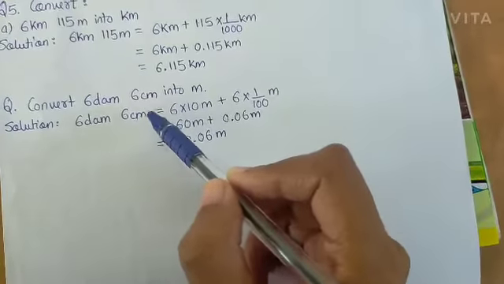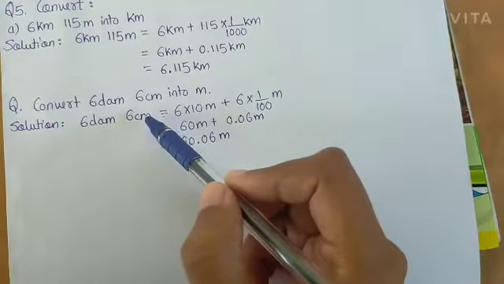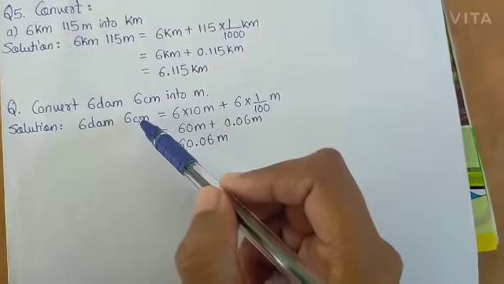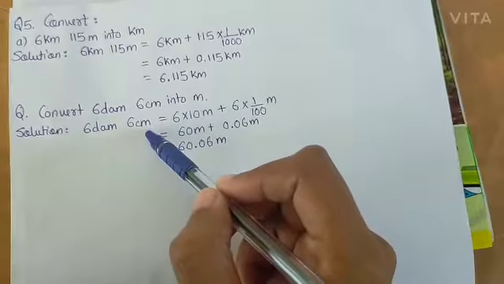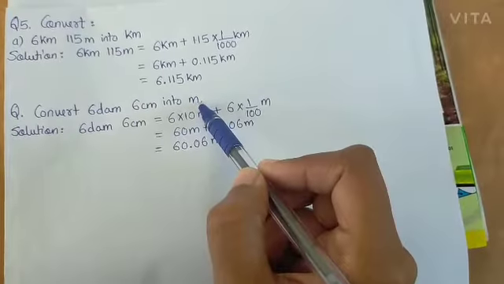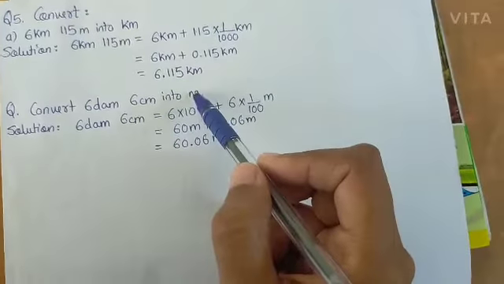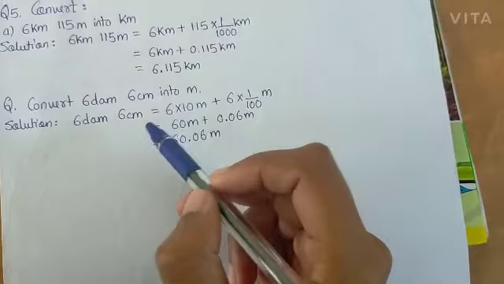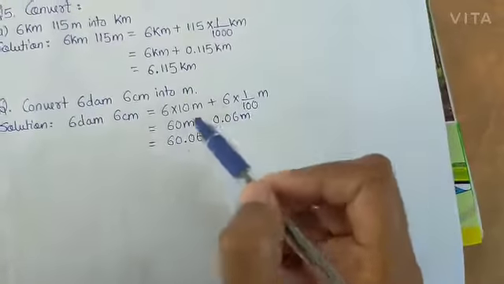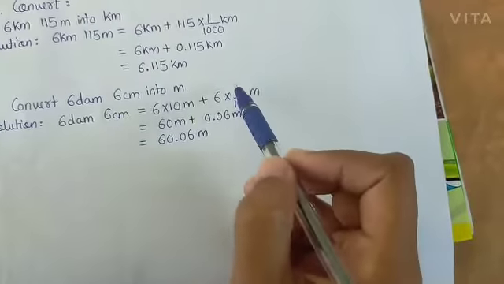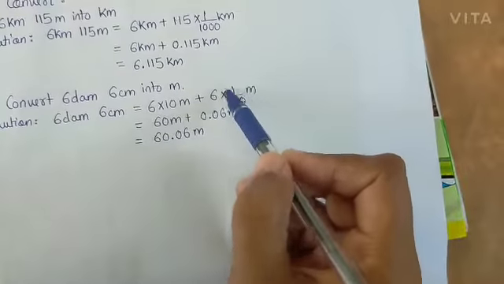Now we will convert 6 centimeter into meter. Now again here centimeter is written. Centimeter is a smaller unit of length and meter is a bigger unit of length. To convert a smaller unit of length into bigger unit of length, what we do? We divide. So to convert centimeter into meter, we divide by 100. So we can write 6 into 1 upon 100 meter. So in place of centimeter, we write 1 upon 100 meter because 1 centimeter is equal to 1 upon 100 meter.